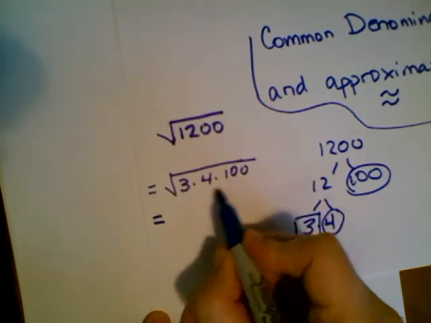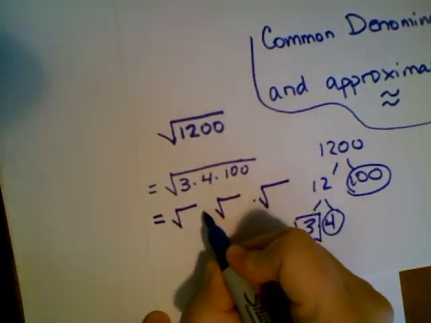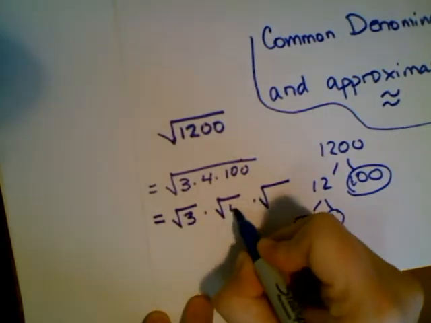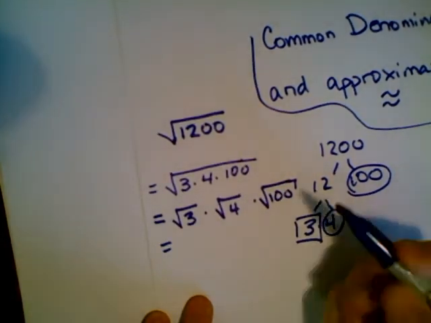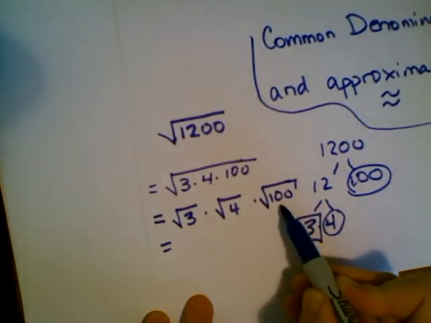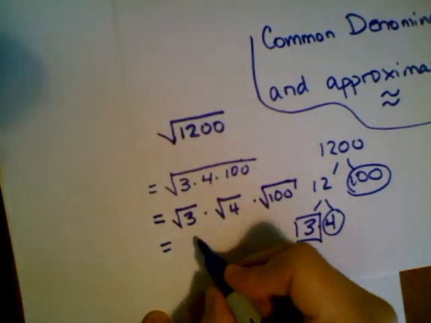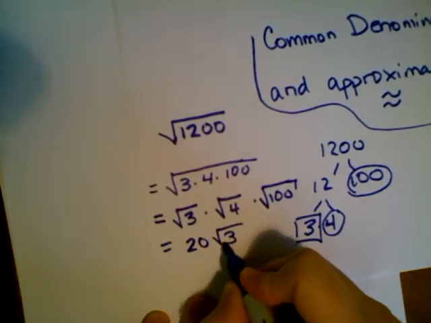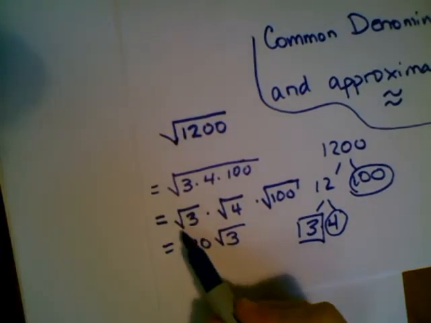The square root of a product can be rewritten as a product of the individual square roots. A person doesn't have to show that step. I'm going to work backwards. The square root of 100 is 10. The square root of 4 is 2. 10 times 2 is 20. And since 3 is not a perfect square, we cannot simplify the square root of 3.